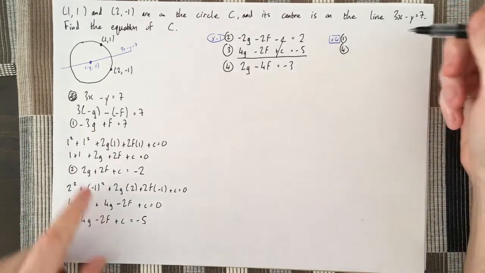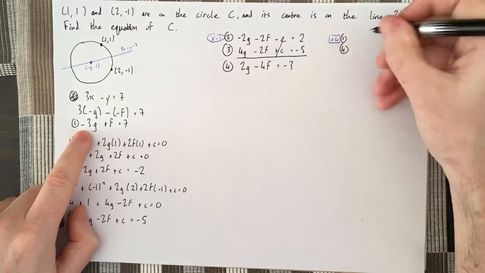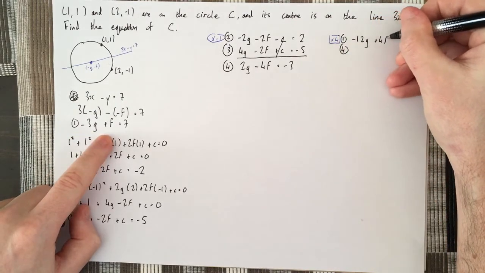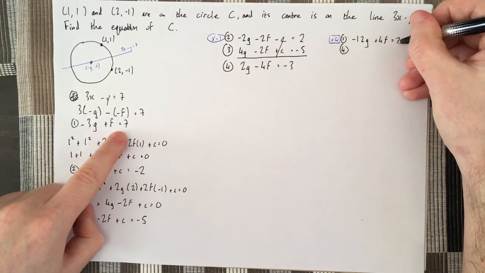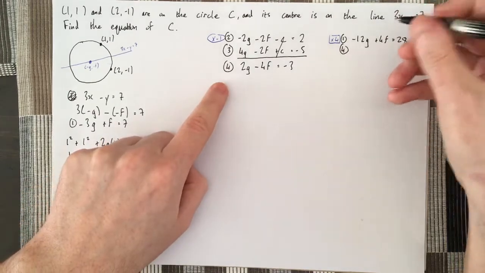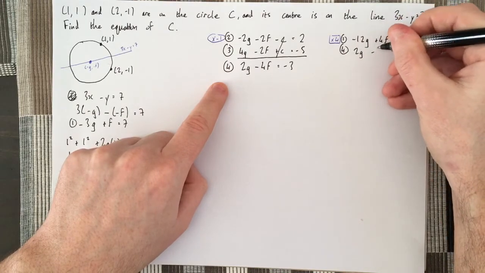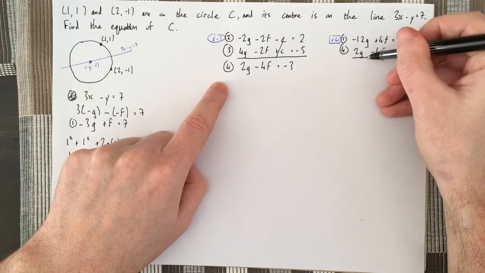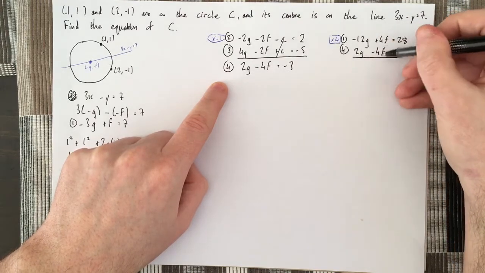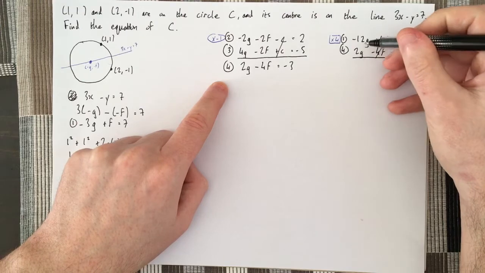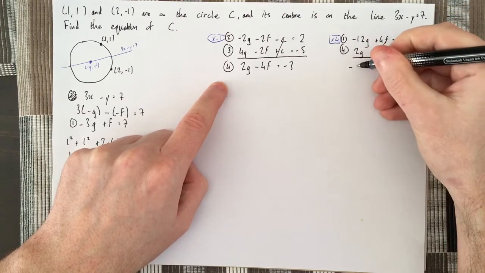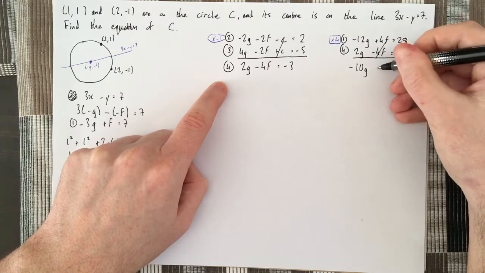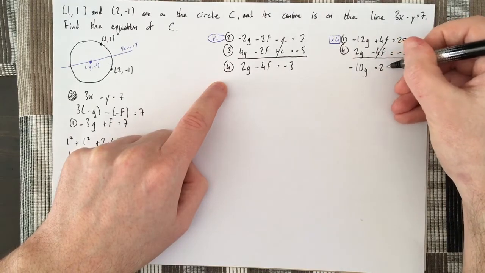So equation 1: minus 3g by 4 is minus 12g. F by 4 is 4f. 7 by 4 is 28. Equation 4, I'm not doing anything to that. 2g minus 4f is equal to minus 3. So 4f minus 4f is 0. 2g minus 12g is minus 10g. 28 minus 3 is 25.